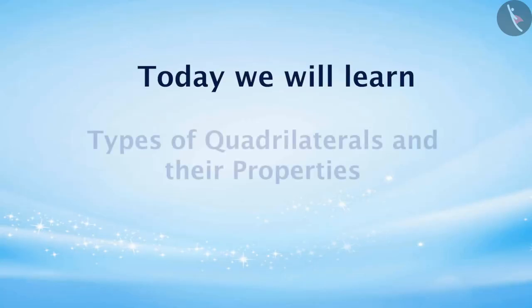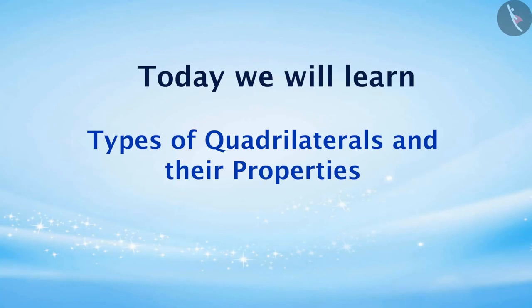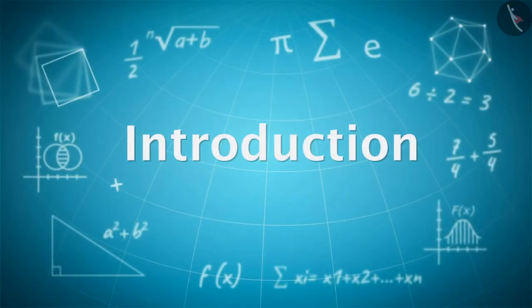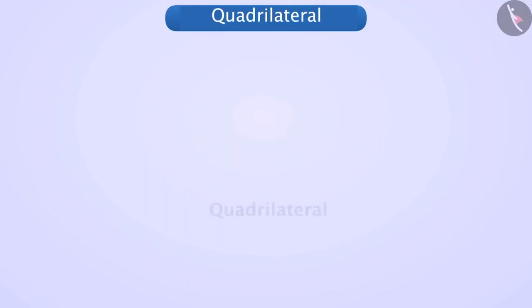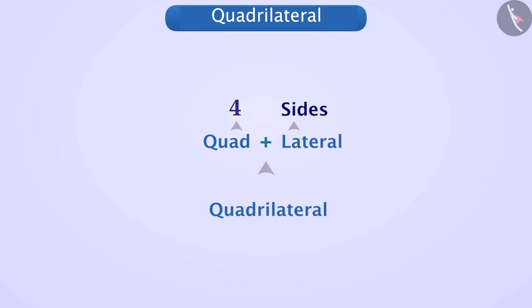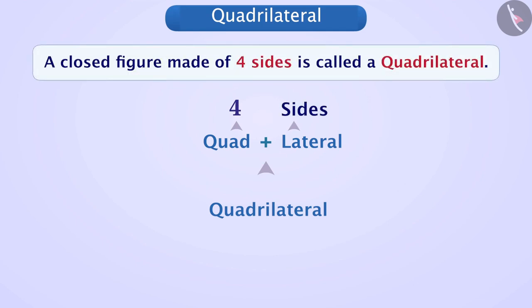Today we will learn about types of quadrilateral and their properties. First of all, let us understand the meaning of the word quadrilaterals. The word quadrilateral is made of quad plus lateral. Quad means 4 and lateral means sides. A figure made of 4 sides is called a quadrilateral.